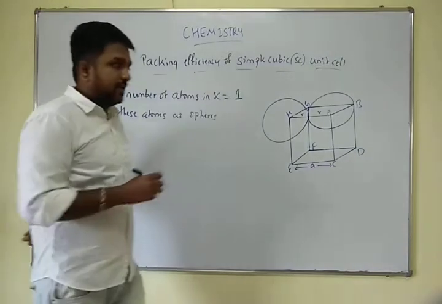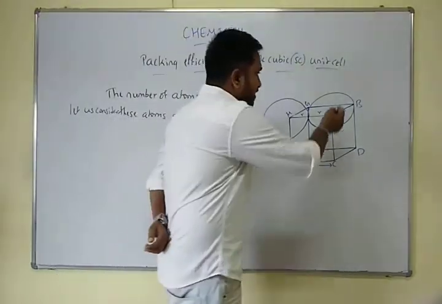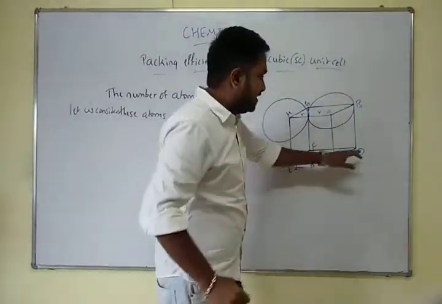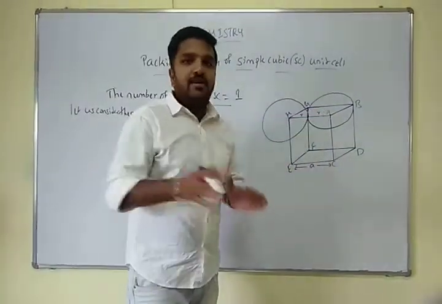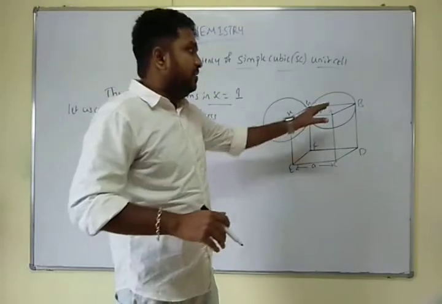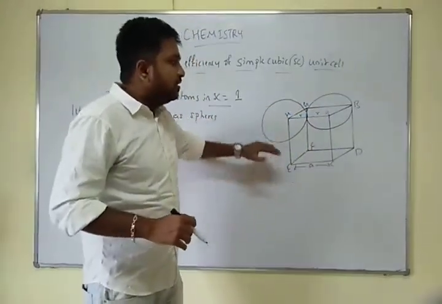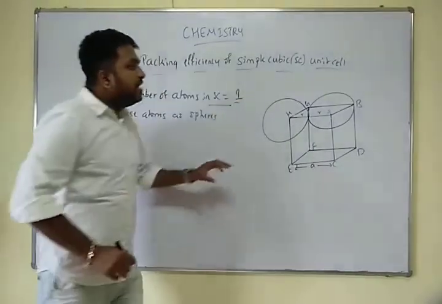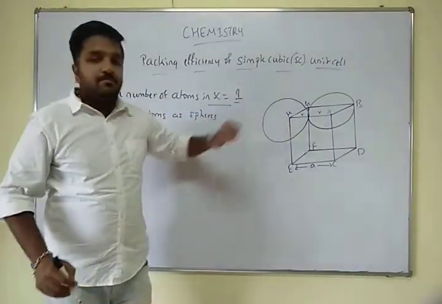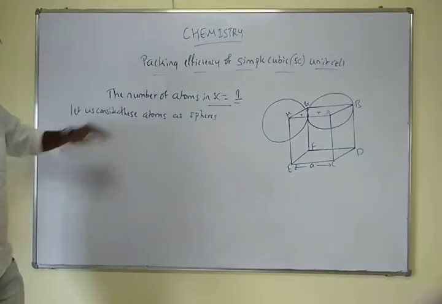We have calculated this because there will be 8 constituent particles at the 8 corners of the simple cubic unit cell. All these 8 will be divided among 8 unit cells. Clear? So the total number of atoms present in a simple cubic unit cell is 1. So we are considering the atoms as spheres.